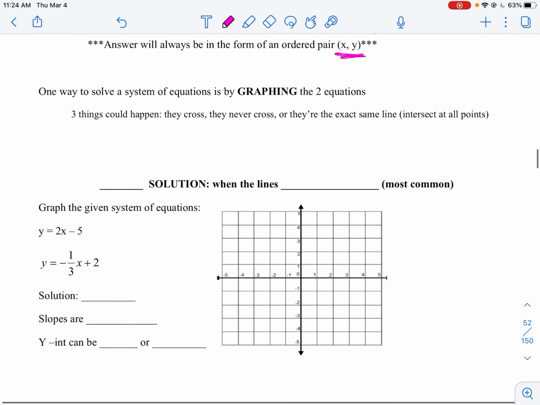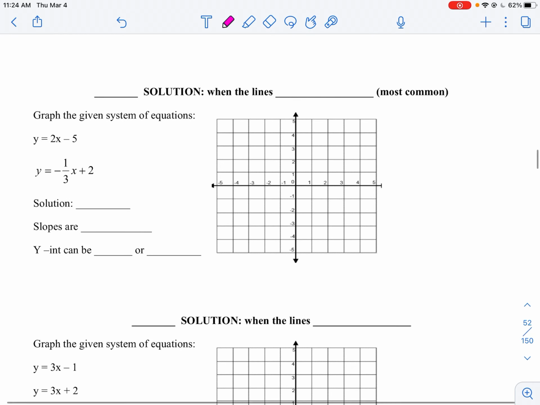One way to solve the system of equations is by graphing the two equations. Three things could happen. They could cross, they could never cross, or they're the exact same line, intersecting at all points. So if I look at this first one, I'm going to graph the first equation.